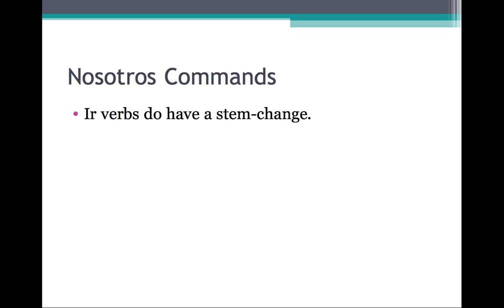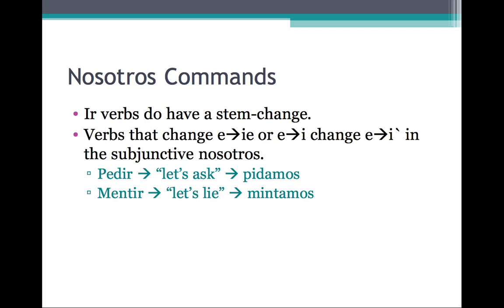Okay, but like we talked about in the preterite, how they were E to I and O to U, that only happens in IR verbs, and it's going to do the same in the subjunctive. Okay, IR verbs can be kind of tricky. So, any verb that's IR that changes E to I or E to IE, they change only E to I in the subjunctive nosotros form.